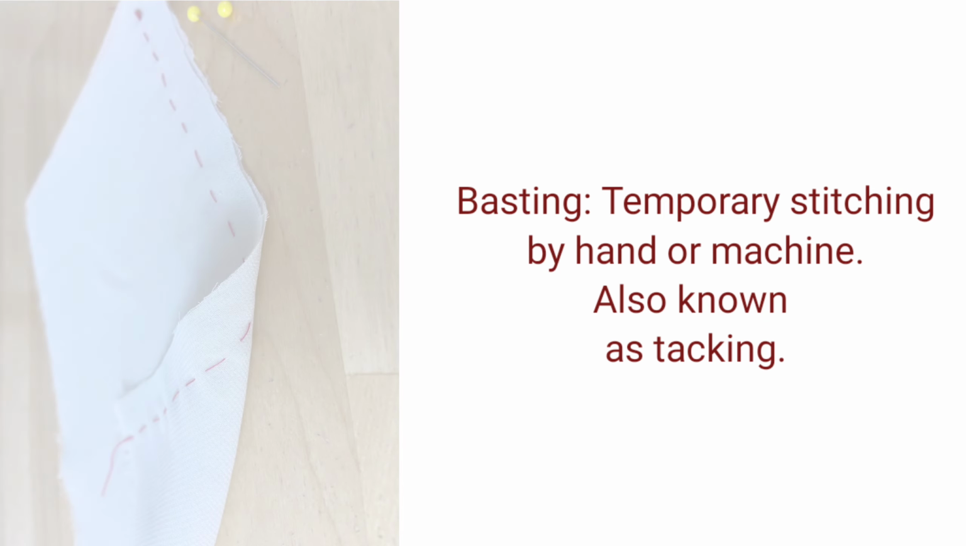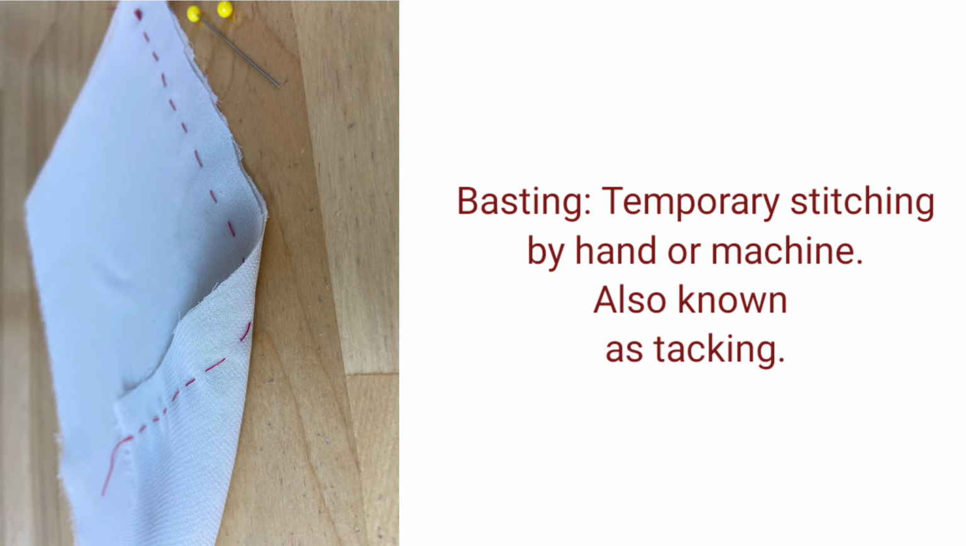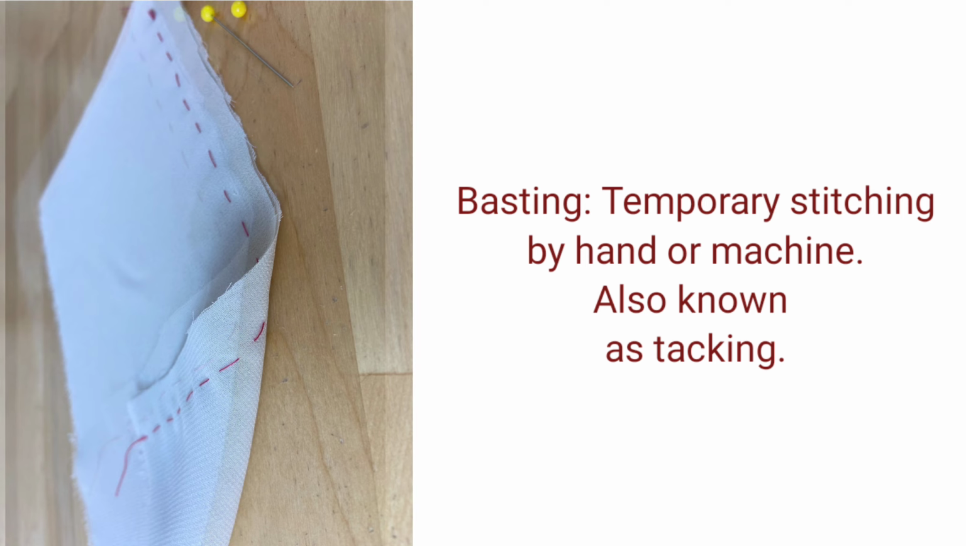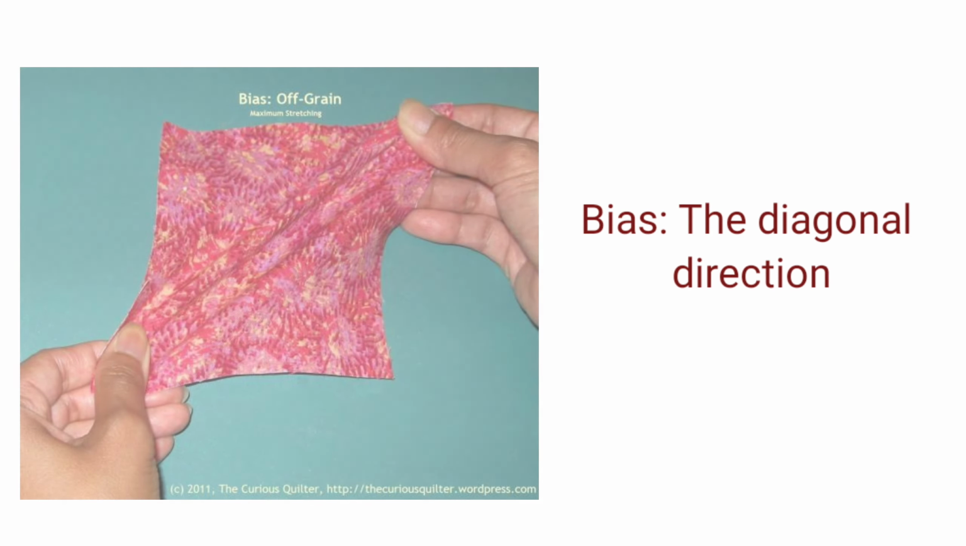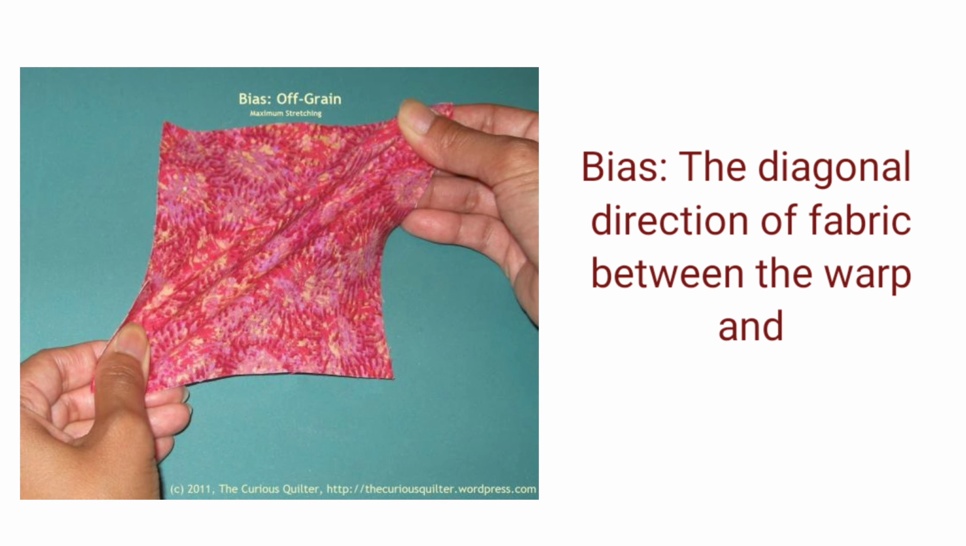This is just used to keep two pieces aligned with each other, so that the final stitch can be finished nicely. The next term to discuss is bias. The bias is the diagonal direction of fabric between the warp and the weft threads. This is the part of the fabric where you get maximum stretch.